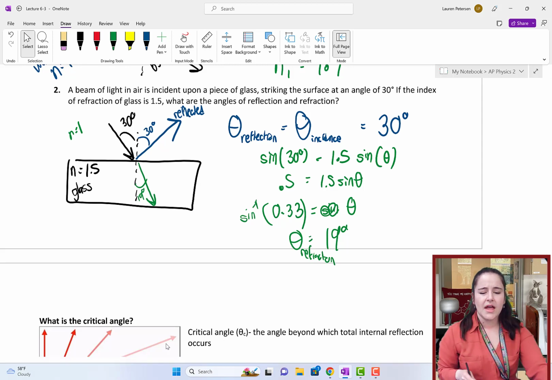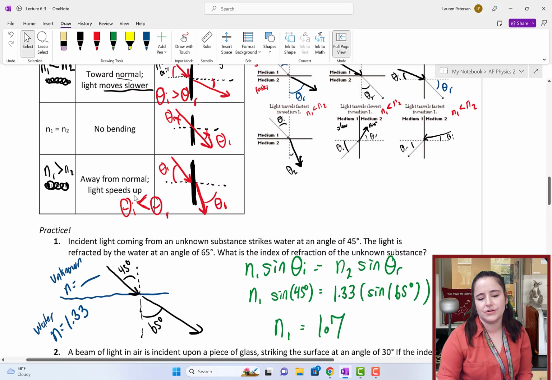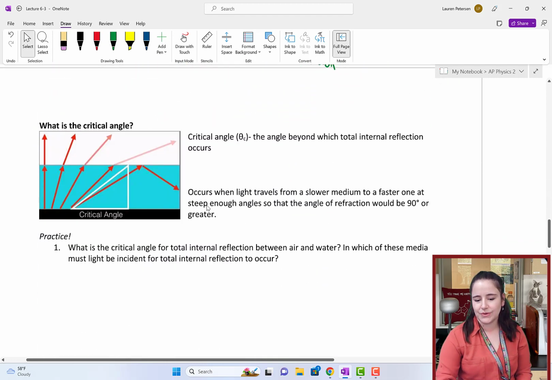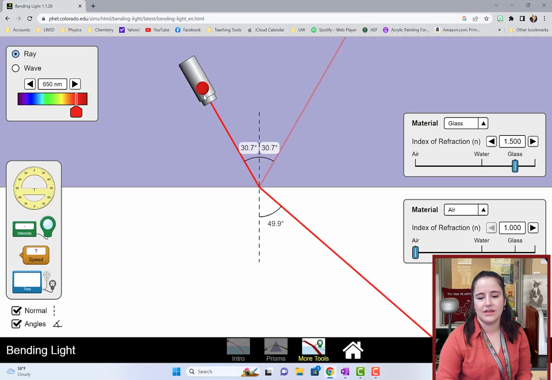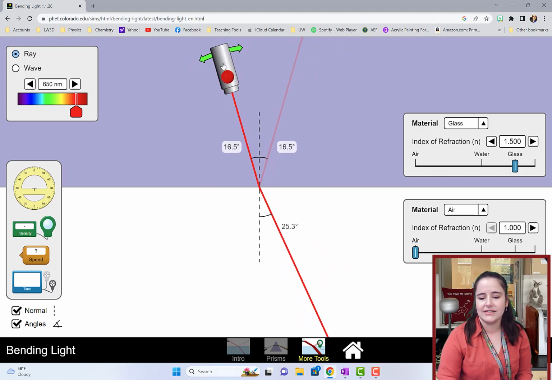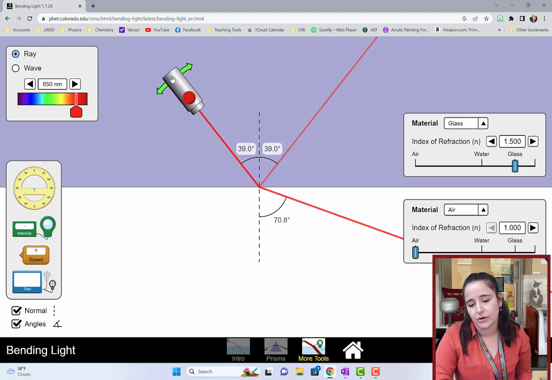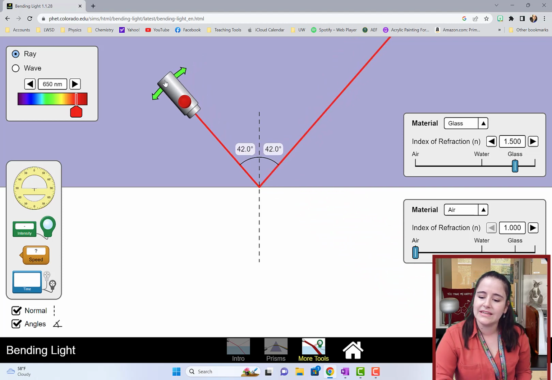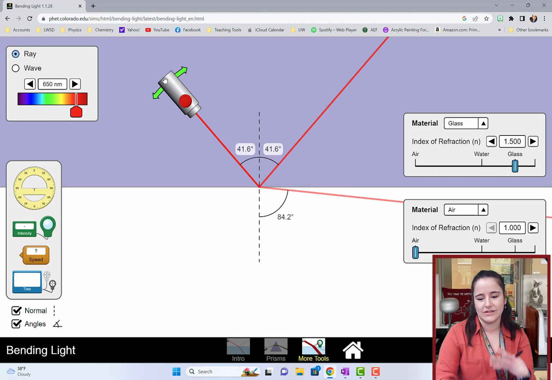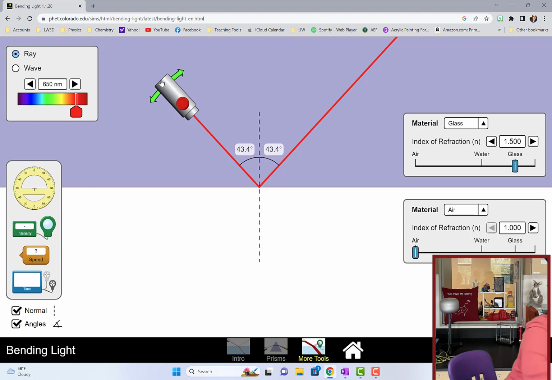But if we're in a situation where that light is speeding up and that angle gets greater, eventually we hit something called the critical angle. So as you see here, as I increase this angle and increase that angle, the refracted angle is going to approach 90 degrees. And once it hits 90 degrees, then that is when we have what's called total internal reflection, which is pretty cool.